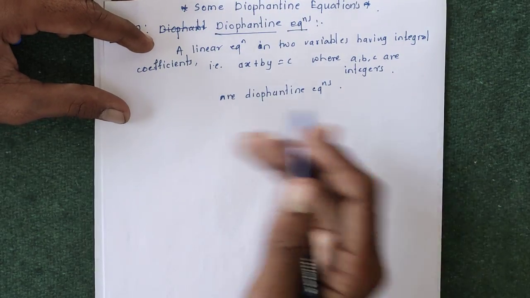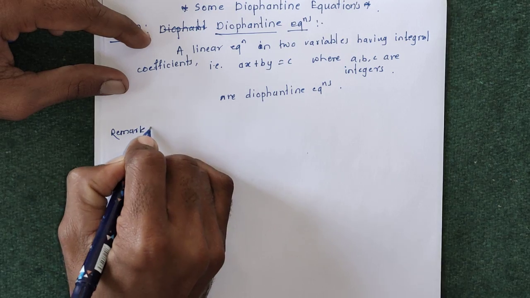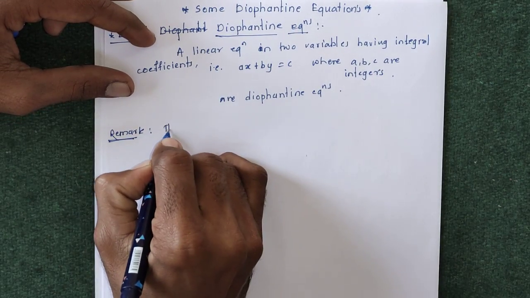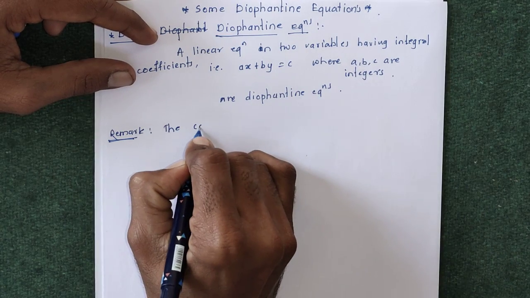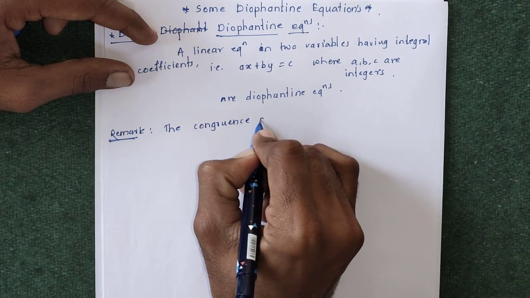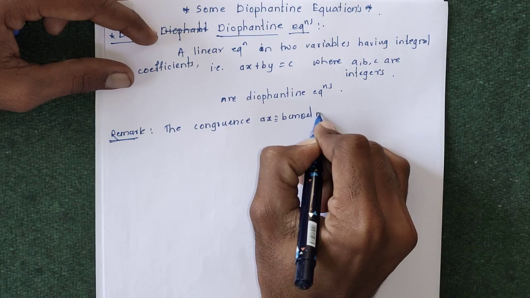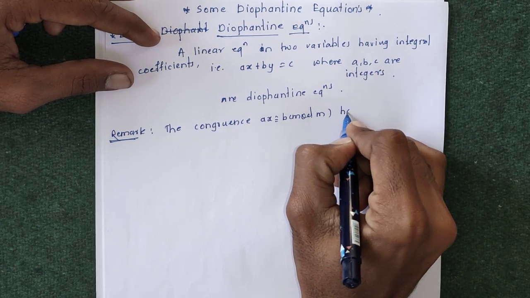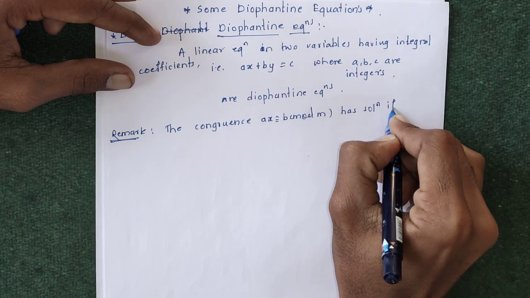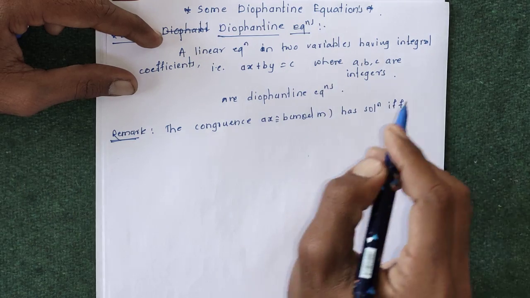So first of all, we will take one remark. This is just a recall from the second chapter, that was one theorem. The congruence ax is congruent to b mod m has a solution if and only if, this was our theorem, the GCD of a and m divides b.